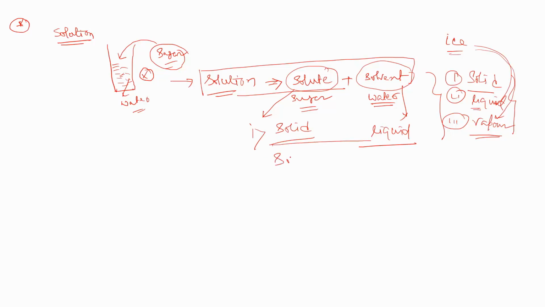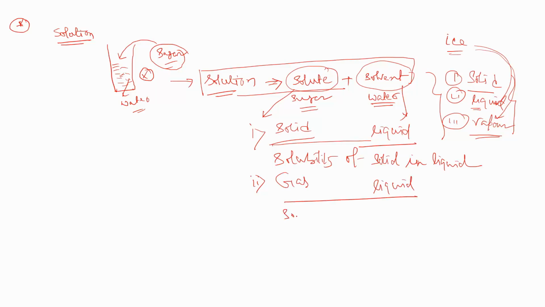So when the solute is a solid and the solvent is a liquid, we will say solubility of solid in liquid. When the solute is a gas but the solvent is a liquid, then we will say solubility of gas in liquid.